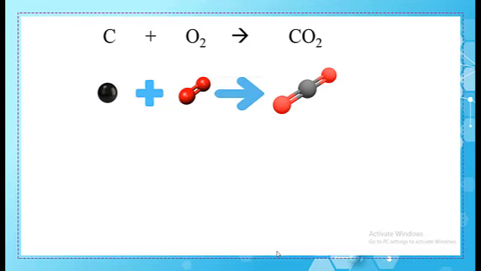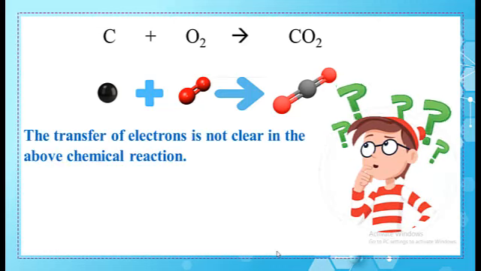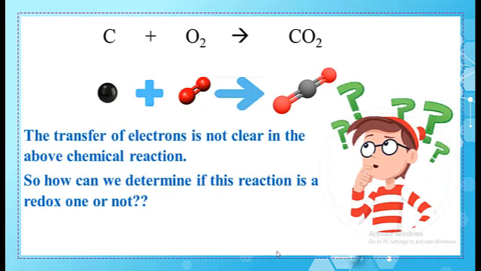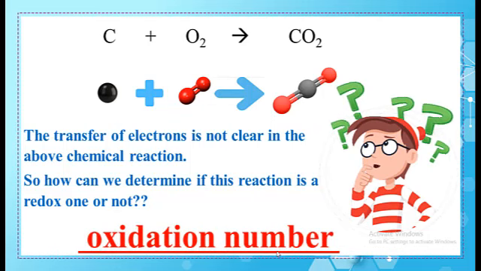As you see here, can you see the gain or the loss or the transfer of electrons between these two reactants? Unfortunately, no. So, the transfer of electrons is not clear in the above chemical reaction. So how can we determine if this reaction is a redox one or not? Using the oxidation number of elements. So we can know if a reaction is a redox or not, even though the transfer of electron is not clear, using oxidation number.